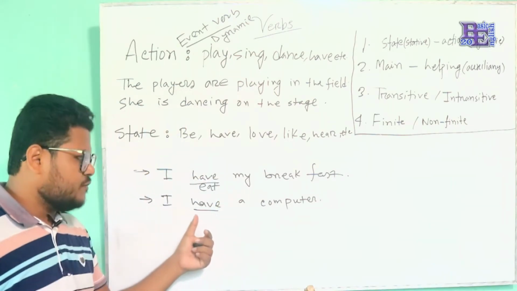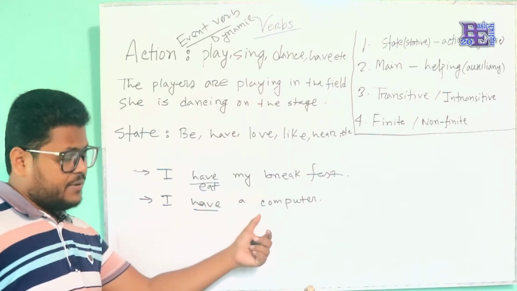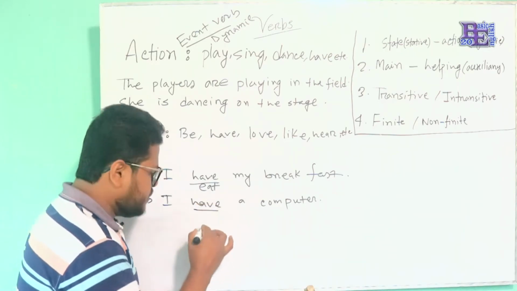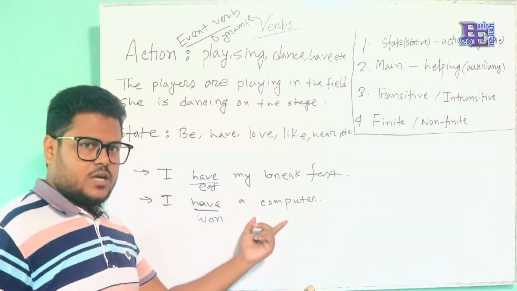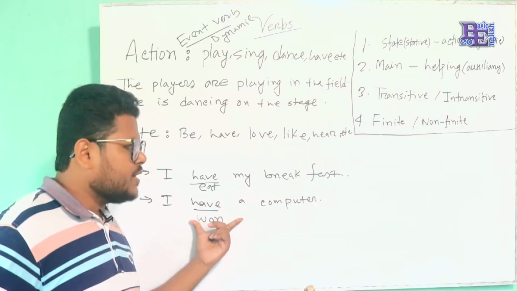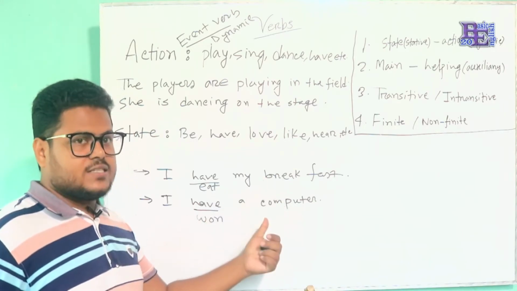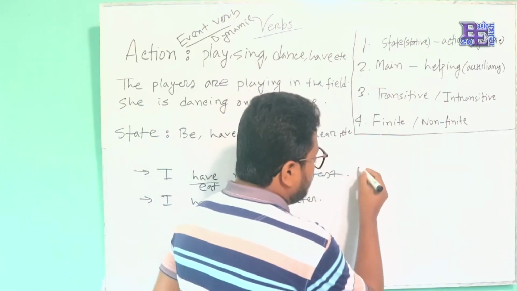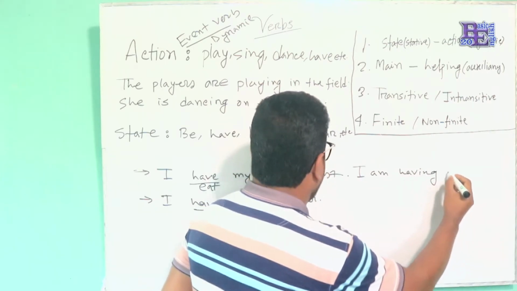Okay. On the other hand, if you think I have a computer, that means you have a computer, you are not doing something to get that. Here have means own. You have owned a computer. So it has expressed the state of possession. Okay, so let's see how we can use these sentences in progressive tense. Let's see. If I just write like this, I am having breakfast.